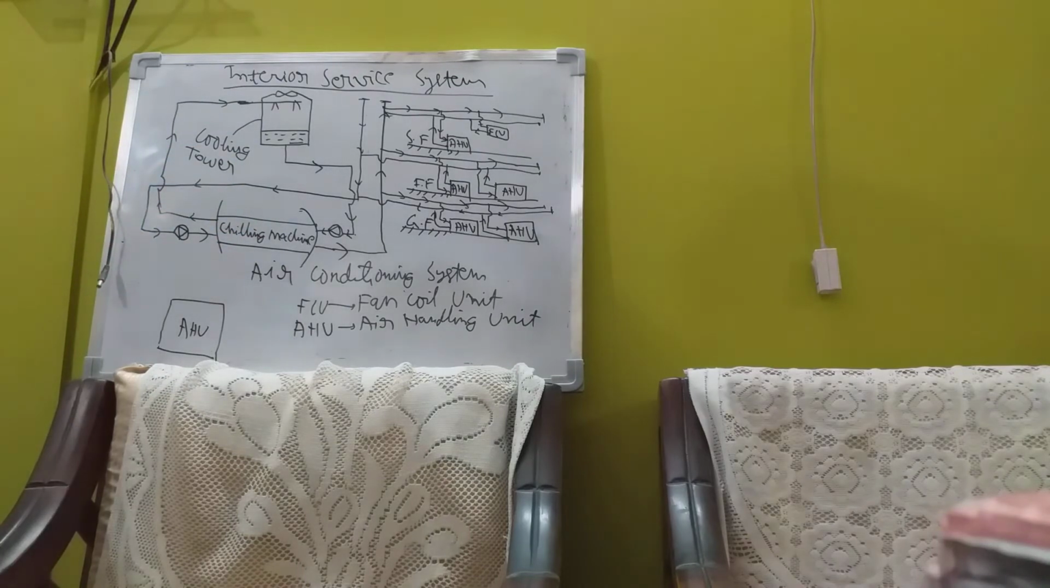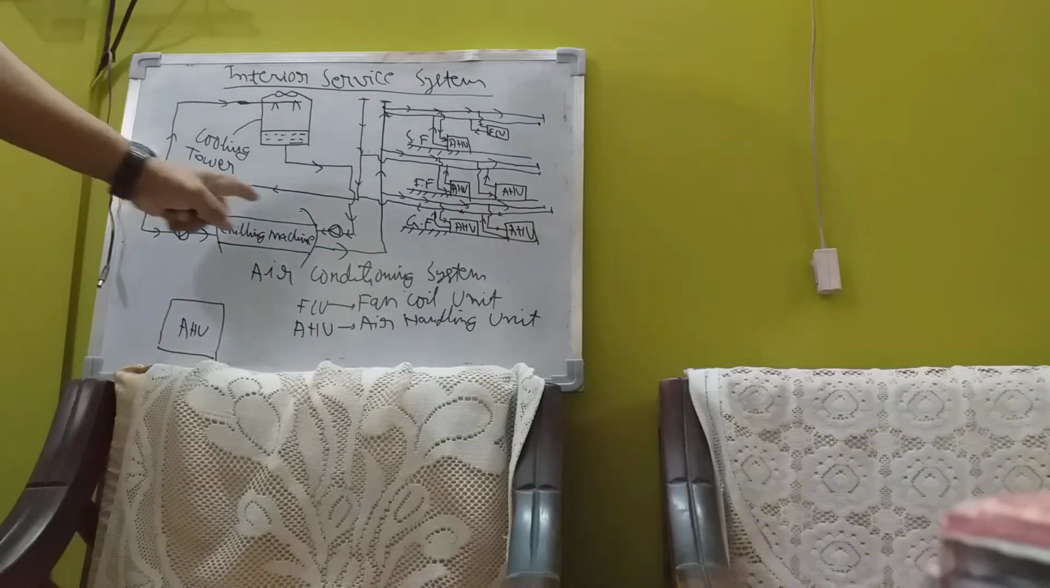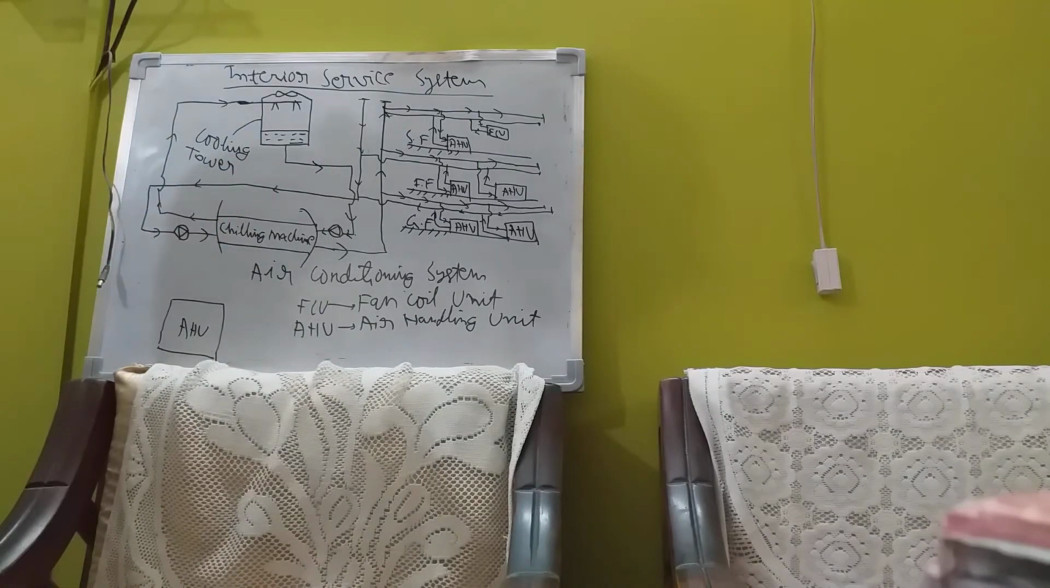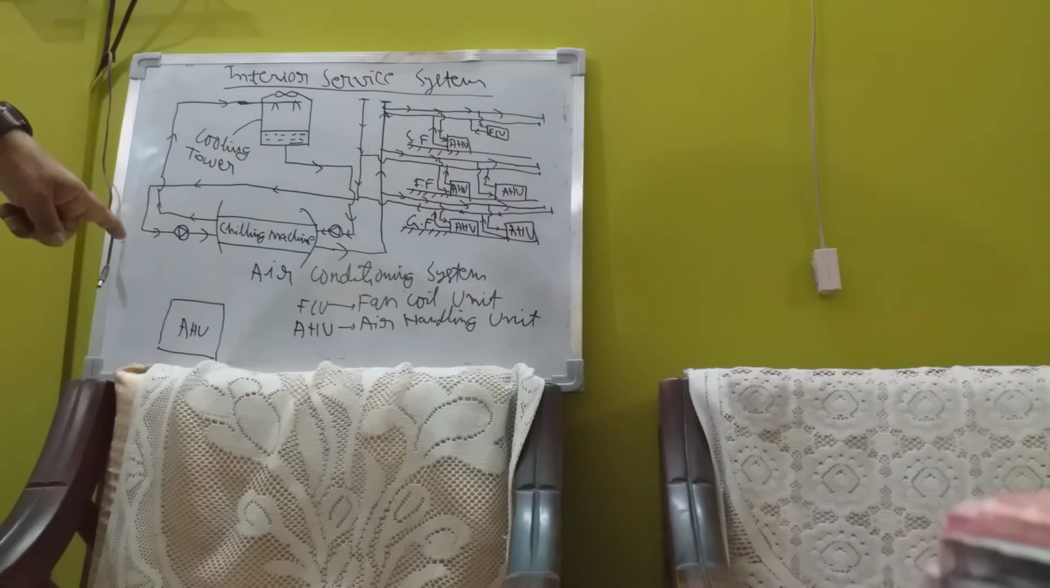This chilling machine, you remember in the last class I was talking about evaporator, compressor, condenser and expansion valve. These four parts are there in the chilling machine. I taught you the vapor compression cycle. This chiller works with a vapor compression cycle. You have to correlate with the last class. You have to understand the last class to understand this class.